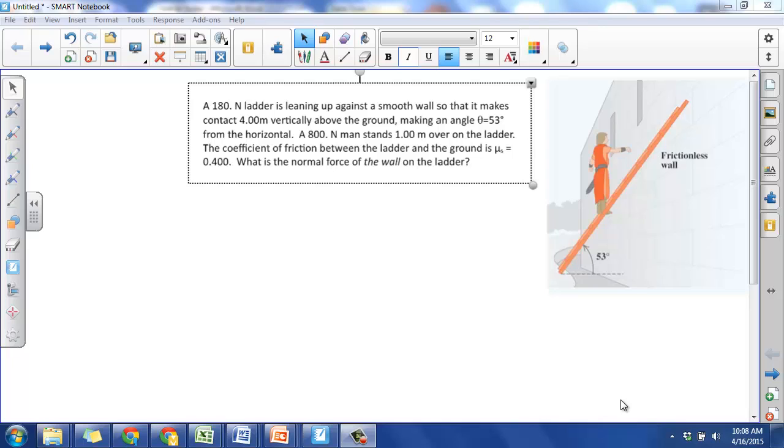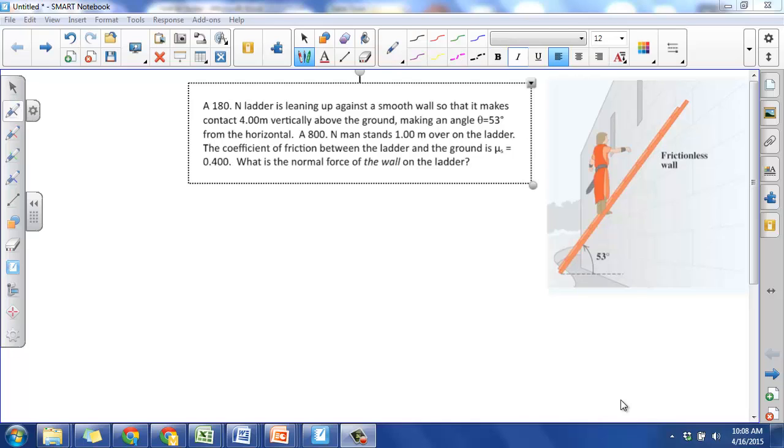The height of the ladder is 4 meters. And so we can do a quick calculation to figure out, if this is 4.0 meters and this is 53 degrees, then the length of the ladder must be 5 meters.